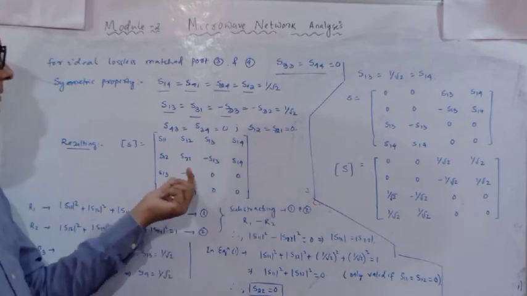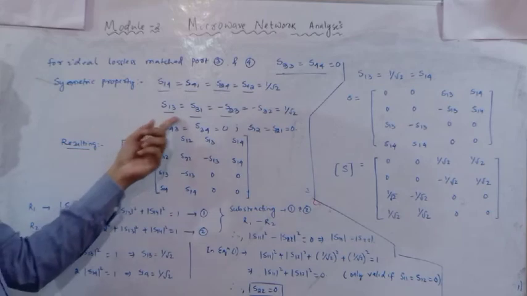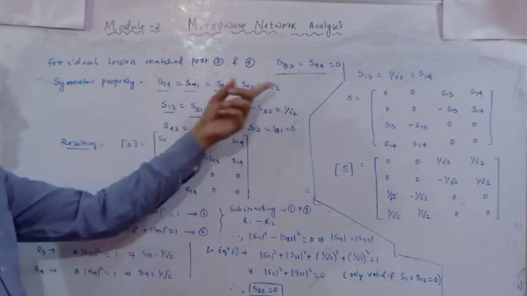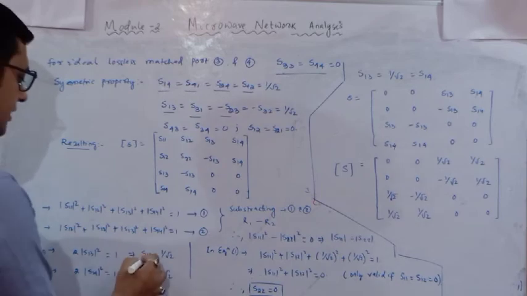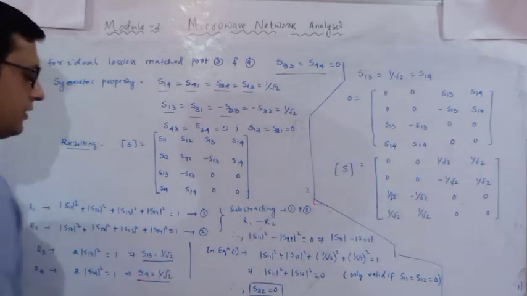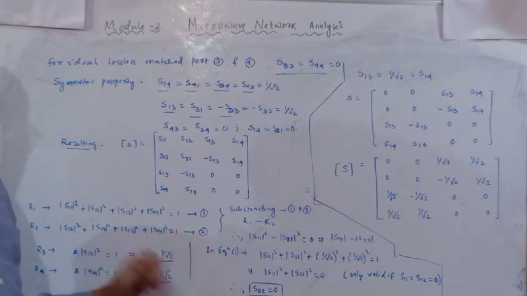So with the help of S13 you can determine 1 by root 2, that it is satisfied. Here it is satisfied. S14 is also satisfied. Okay. So with the help of that I have written S13 is equal to 1 by root 2, S14 is equal to 1 by root 2. So these all are 1 by root 2, 1 by root 2.